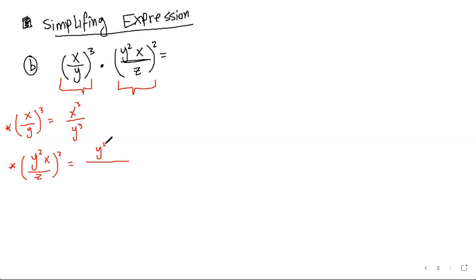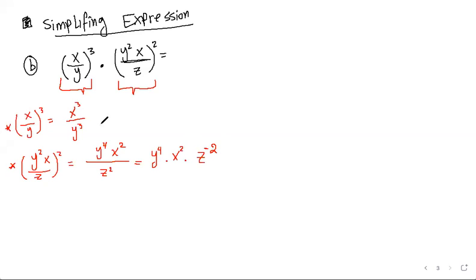y to the 4 times x to the 2, and then z to the 2. I can simplify this more. If I want to raise this one up, move this variable up, what do I have to do? Times x squared times z to the negative 2.